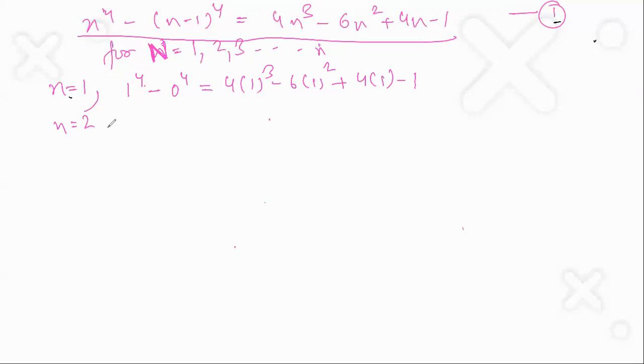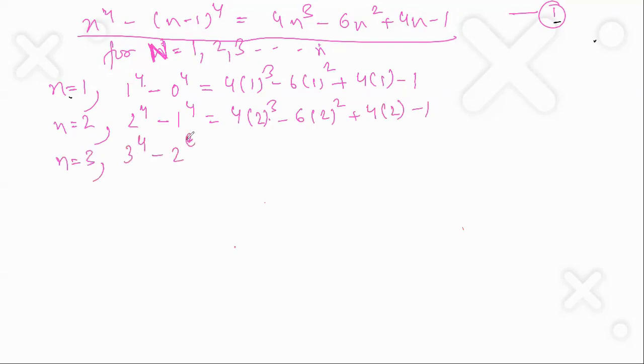When n is equal to 2, then 2 raised to the power 4 minus 1 raised to the power 4 is equal to 4 into 2 cube minus 6 into 2 square plus 4 into 2 minus 1. When n is equal to 3, it will be 3 raised to the power 4 minus 2 raised to the power 4 is equal to 4 into 3 cube minus 6 into 3 square plus 4 into 3 minus 1, right? Then now let's have n equal to n, the last term.